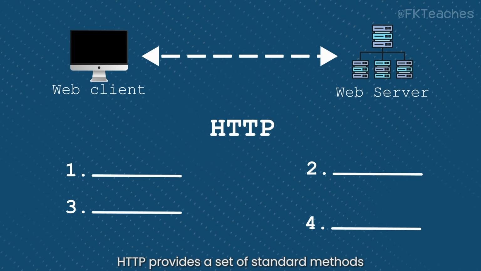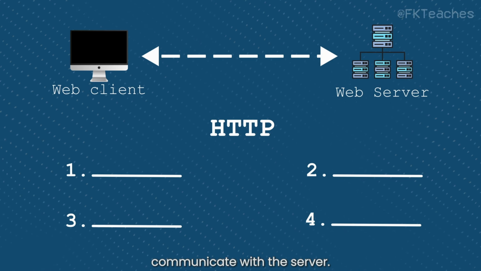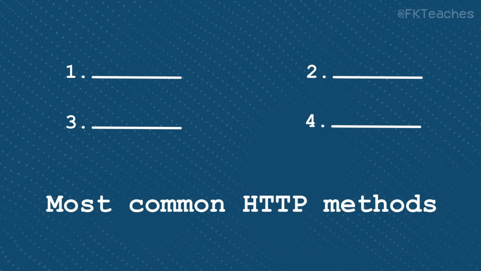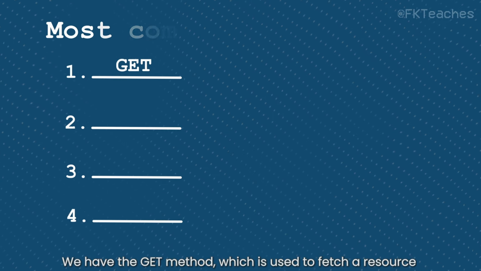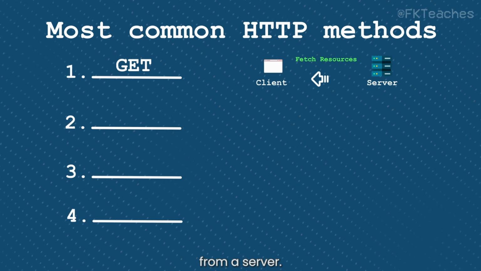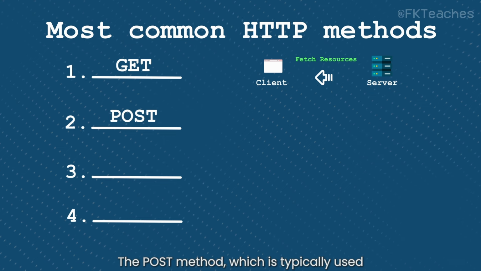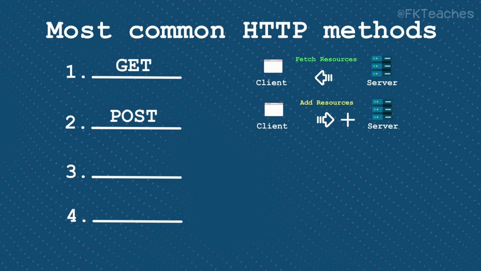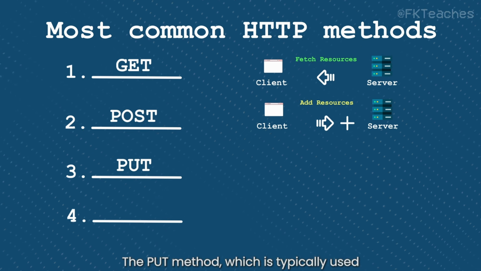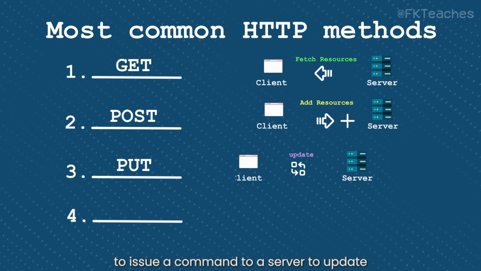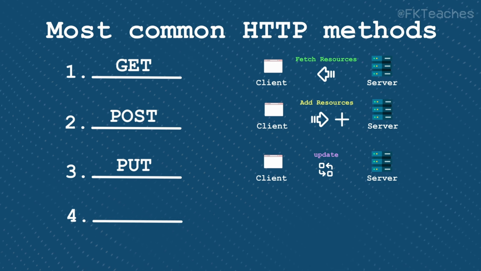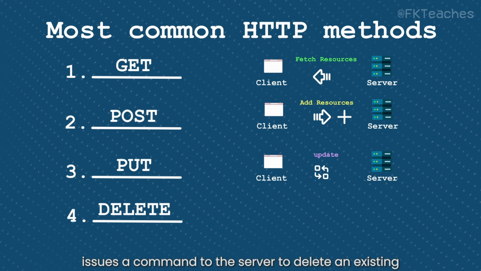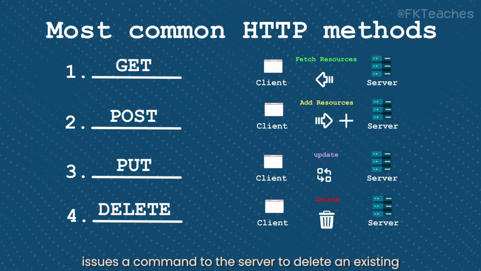HTTP provides a set of standard methods that a client uses to communicate with a server. Let's take a look at the most common ones. We have the GET method, which is used to fetch a resource from a server. The POST method, which is typically used to issue a command to a server to add a new resource. The PUT method, which is typically used to issue a command to a server to update an existing resource. And then we have the DELETE method, which, as you may have guessed, issues a command to the server to delete an existing resource.